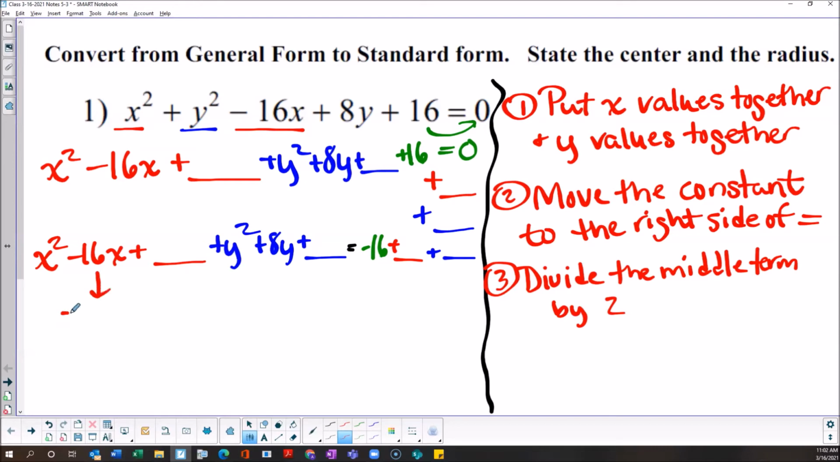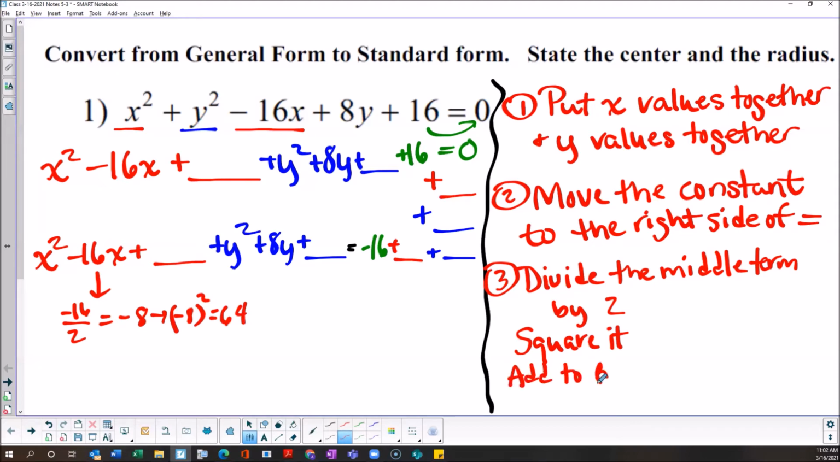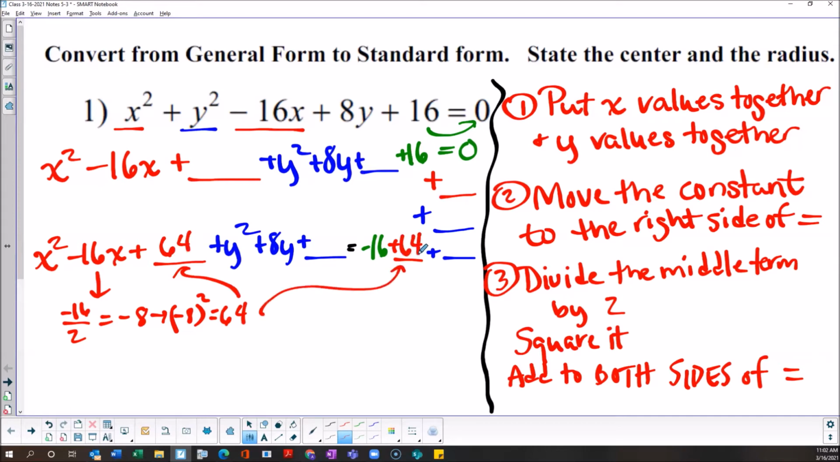All right, so we're going to do x's first. I'm going to take the middle term, I get -8, and I'm going to square it. And then I'm going to add that to both sides of the equation. So I'm going to put the 64 here in this blank and over here in that blank. So I'm adding it to both sides of the equation.